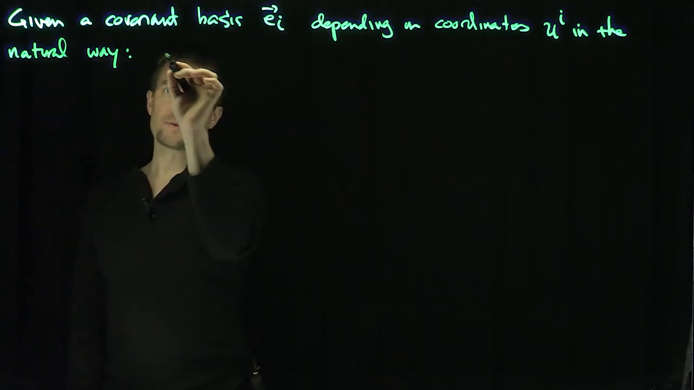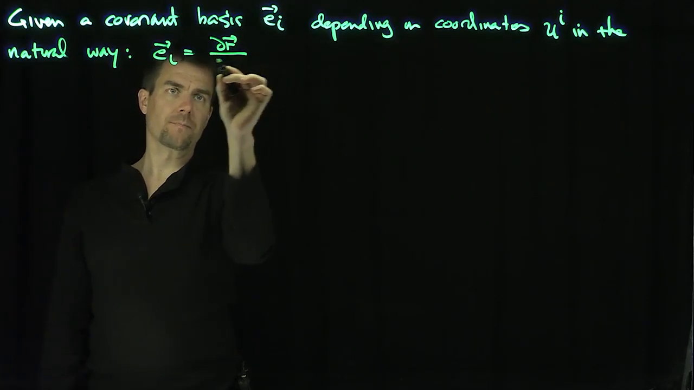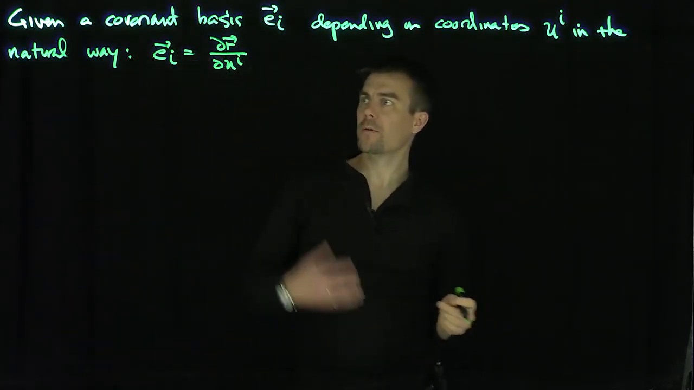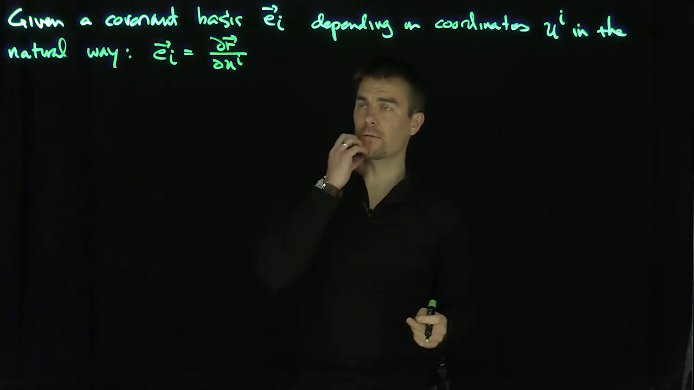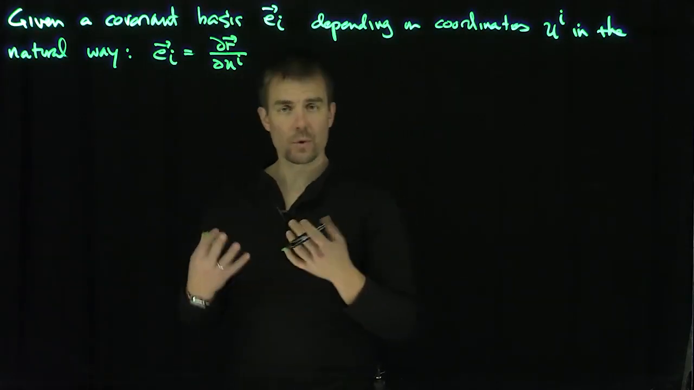What does that mean? That means that these E_i arise from the partial derivative of the position vector field with respect to these components u^i, okay? So that's how these covariant vectors are formed, right? And of course, these covariant vectors transform in a particular way, which we know well.